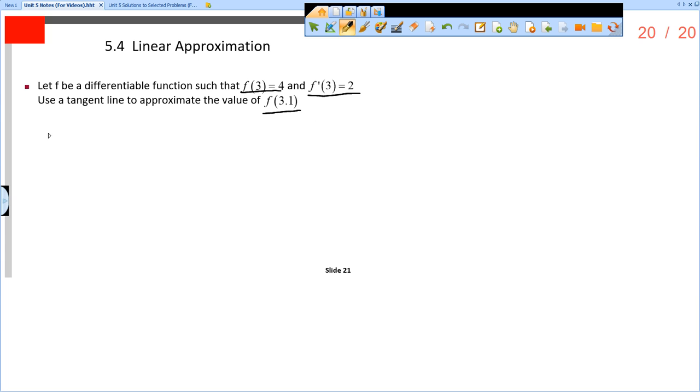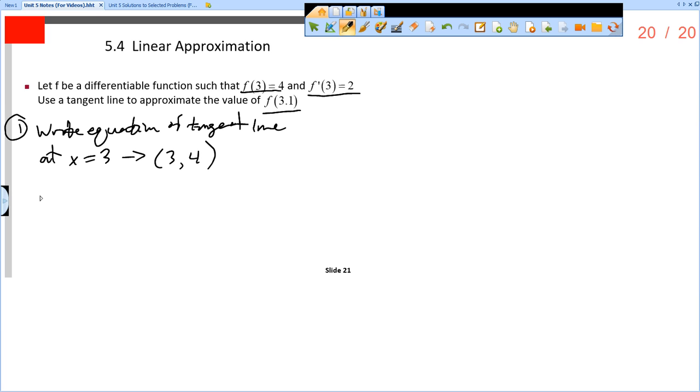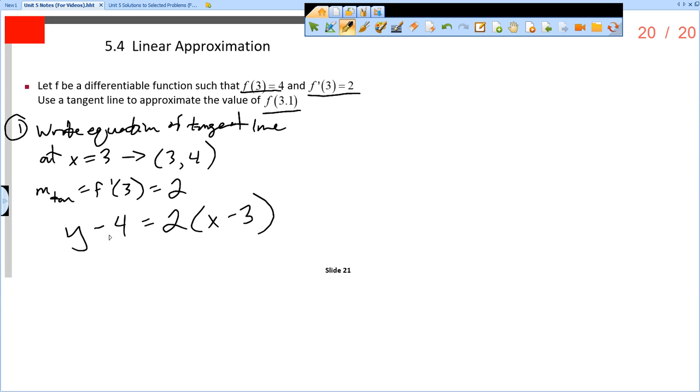And so what we want to do, step one, is write the equation of the tangent line at, well, it would be at x equals 3, right? Because that's the x value that we have, right? And so that point is 3 comma 4. We're given that, right? And then we want to use the slope of the tangent, which we're given to be f prime of 3, which is 2. So what is the equation of our tangent line? y minus 4 equals 2 times x minus 3, right?